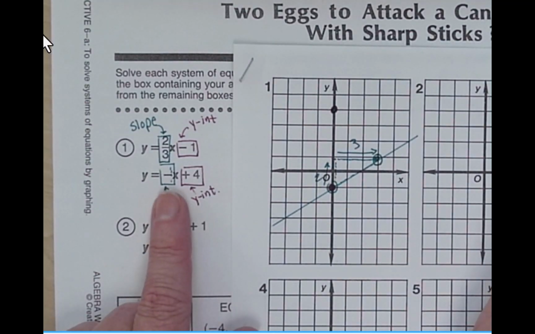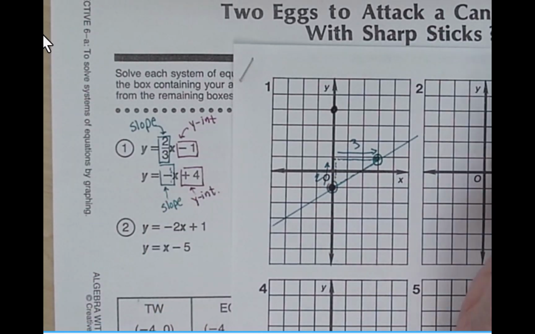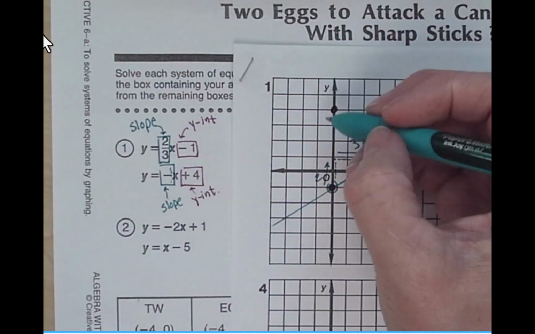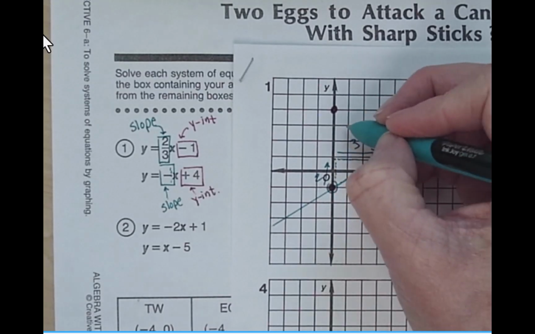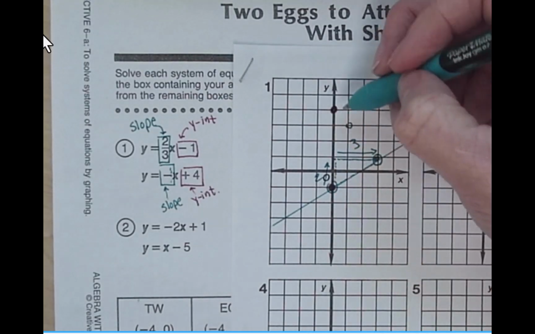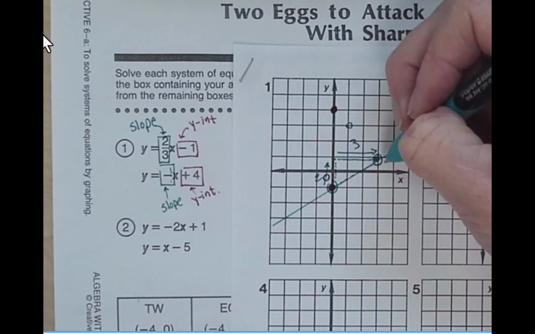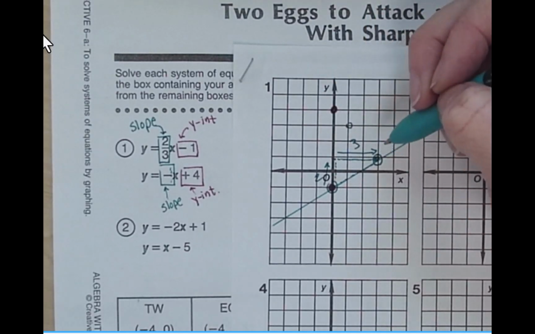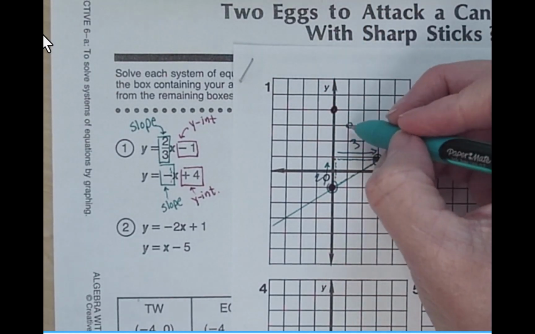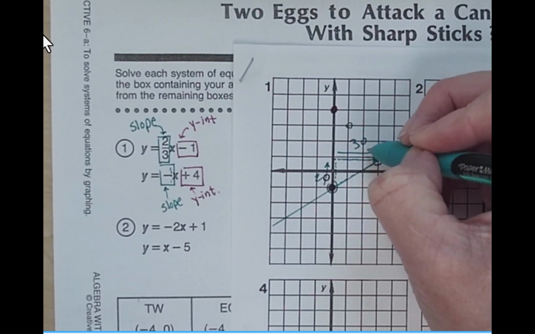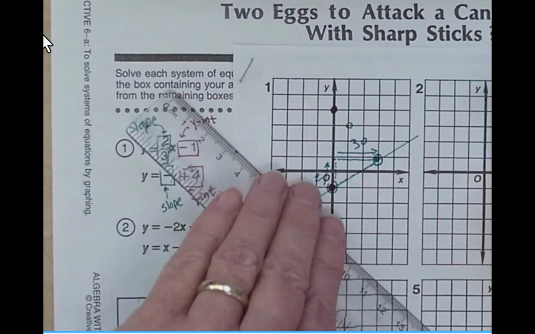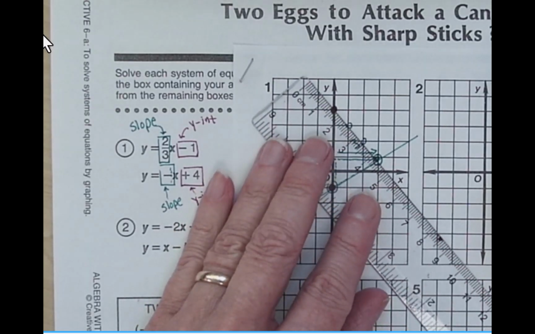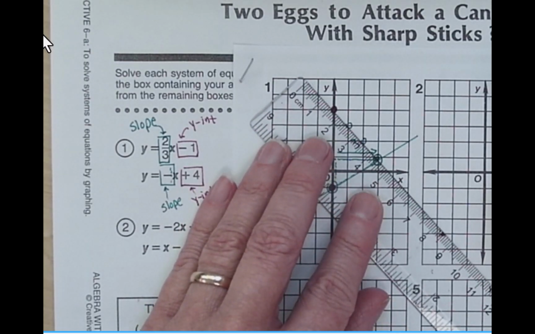And the slope is -1. So I'm going to go down 1 and to the right 1, because I know that a negative slope is going to decrease from left to right. I'm just going to continue going down 1 to the right 1, that same slope. And I see that eventually I run into my first line.